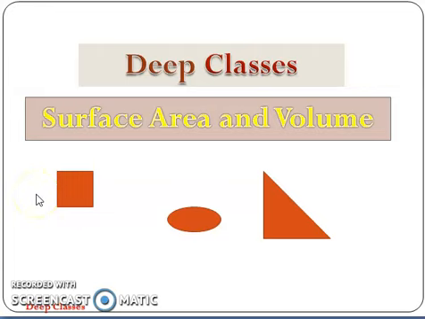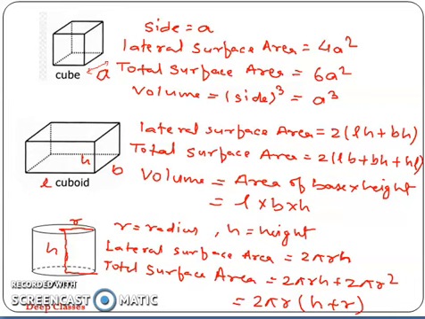So today's topic is surface area and volume. So we'll start with the first formula. Starting with the cube, if the cube has side A, then the lateral surface area, which is all the wall curved surface area, in this case is 4A square. Total surface area includes the bottom as well as the top part. So that's why it is 6A square, and the volume will be side cube, which is A cube.